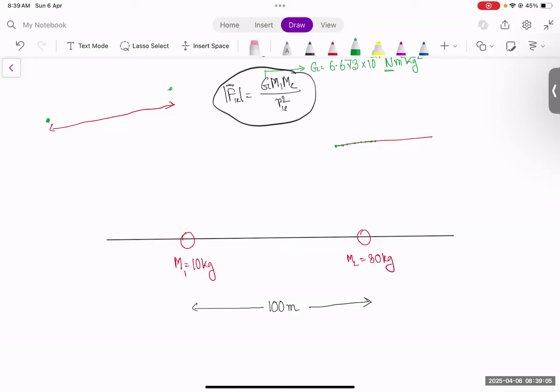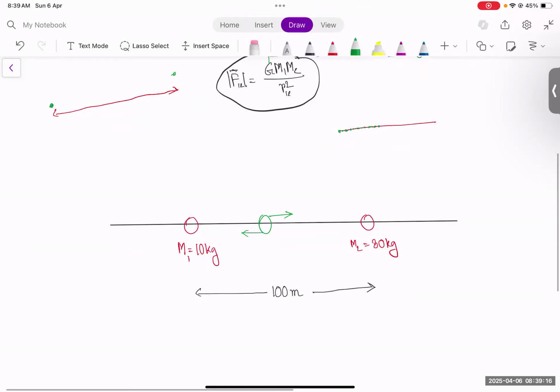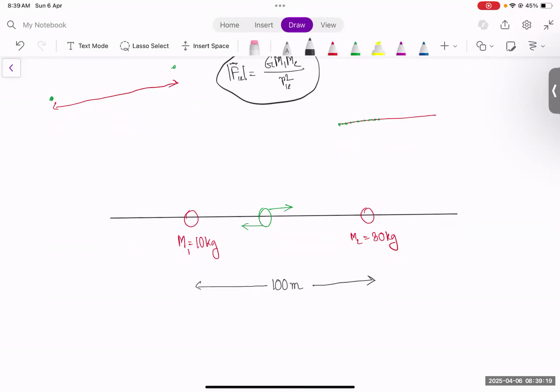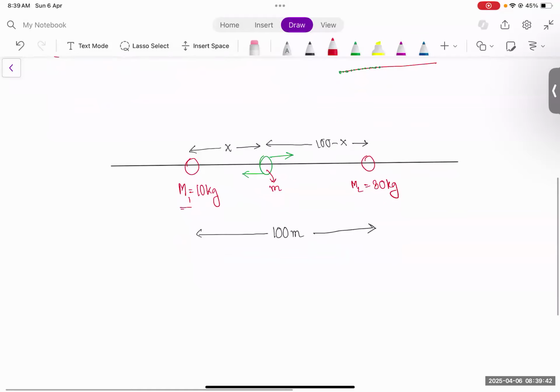If your object is somewhere in the middle, then the 30 kg will give a force on this side and the 10 kg will give the force in this direction. So your forces can cancel. So we just assume that this distance is x. If that is x, this distance will be 100 minus x. Then we just find the forces. We assume our mass, say m, which will end up canceling out, so that doesn't matter. First the force, let's call this F1, and let's call this F2.